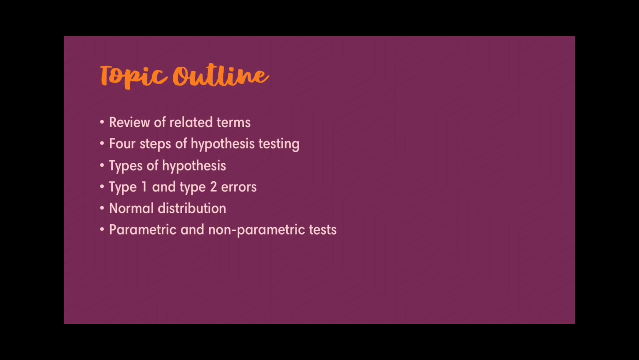I'm going to be discussing with you the different ways you can articulate hypotheses. We're also going to be talking about type 1 and type 2 errors in relation to how you interpret findings from your hypothesis testing. And we're also going to be talking about normal distribution to help you later in identifying which statistical tests you have to use in order to test your hypothesis, and then also some tenets or principles related to the difference of parametric and nonparametric tests.